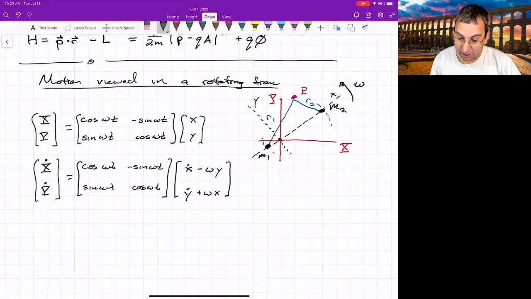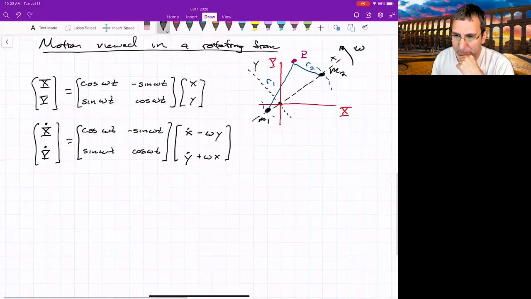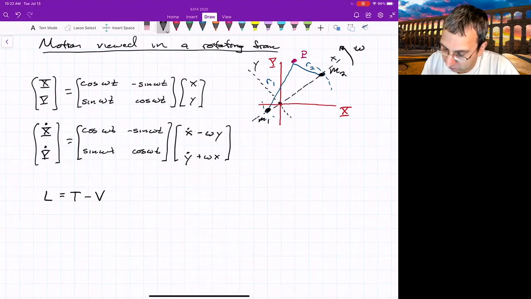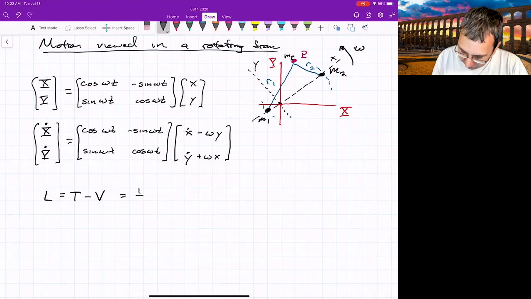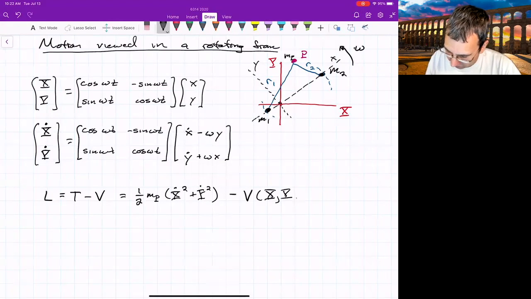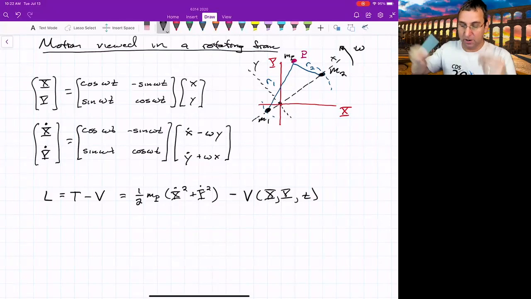Now, what is the kinetic energy? This is something that can at first seem confusing. We can simply write down the Lagrangian. What would the Lagrangian be? The Lagrangian being T minus V for this particle. Let's say it's got a mass m sub p. So the kinetic energy would be 1/2 m sub p, capital X dot squared plus capital Y dot squared. That's the kinetic energy. And then minus V, we'll just leave the potential general right now. It's going to be a function of the position, but also time, because m1 and m2 are moving around.